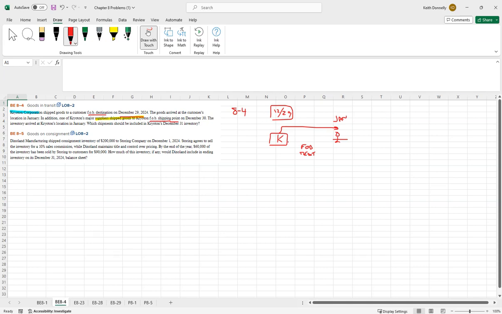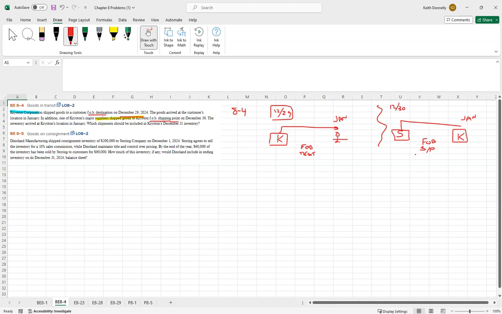On the flip side, we have a supplier ship to K company, now we're the buyer, some goods on 12/30. These goods don't arrive until January. And this is FOB shipping point. Okay, so FOB destination, FOB shipping point, we're the seller, we're the buyer.